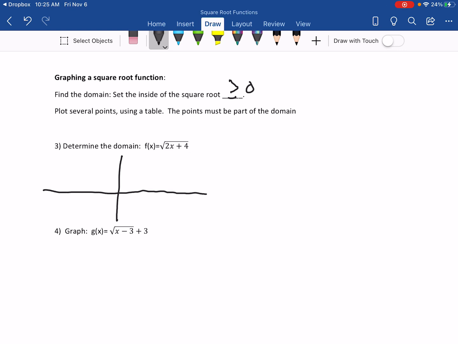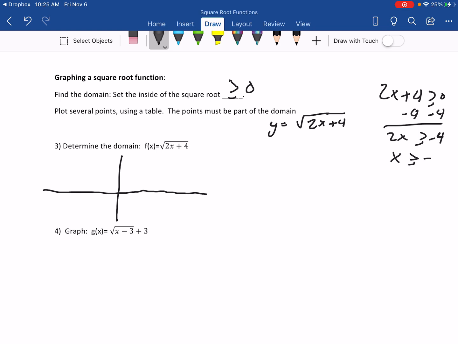All right, so first thing we need to do is determine the domain here for number 3. So we have y equals square root of 2x plus 4. We're going to set the inside of the square root greater than or equal to 0. So we're going to go 2x plus 4 greater than or equal to 0, subtract 4, 2x greater than or equal to negative 4, so that means x is greater than or equal to negative 2. Okay, which means our graph is going to begin at negative 2.